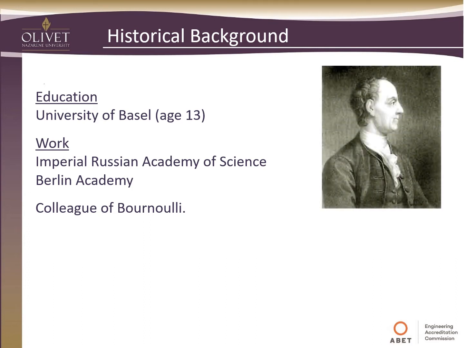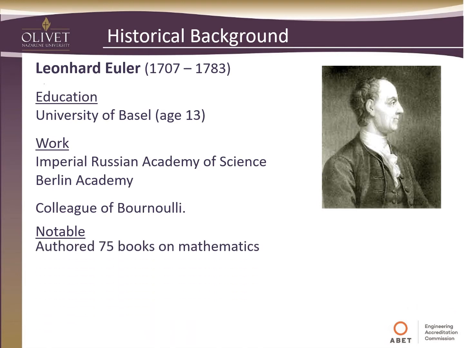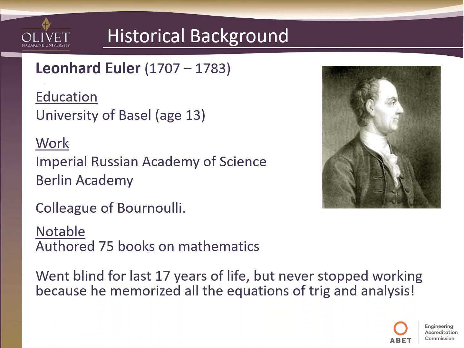Here's an image of this person, and if you haven't been able to guess by now, we're talking about Euler, Leonhard Euler. So what are some notable things about Euler? Well, he authored 75 books on mathematics. His production output was just unbelievable, how much information that he published. And interestingly enough, he went blind for the last 17 years of his life, but this didn't stop him.